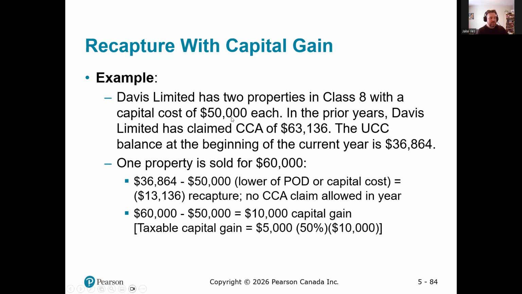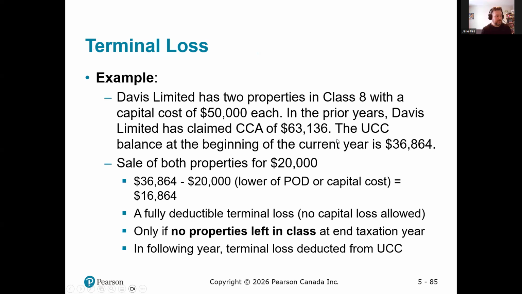Our original cost was 50, proceeds was 60, so we use $50,000. Our recapture is now 13,136, and that extra $10,000 above what we originally paid, that is capital gain. So 13,136 will be added to our income as recapture, and another $5,000 will be added to income as taxable capital gain. Now we have, again, two properties, 50,000 each.